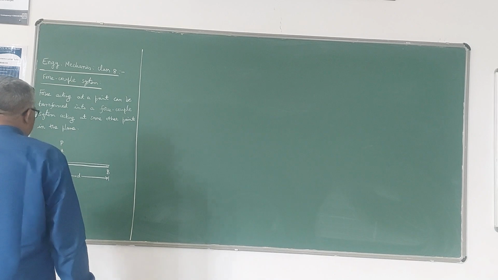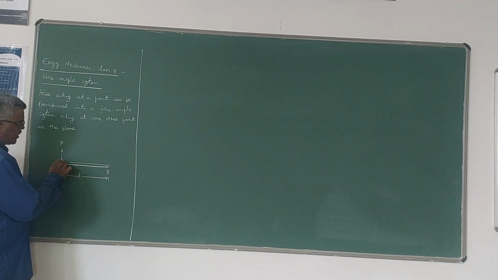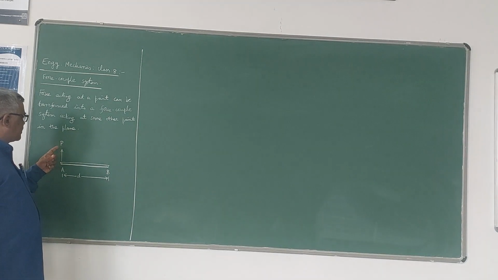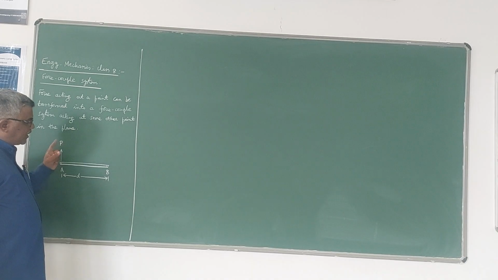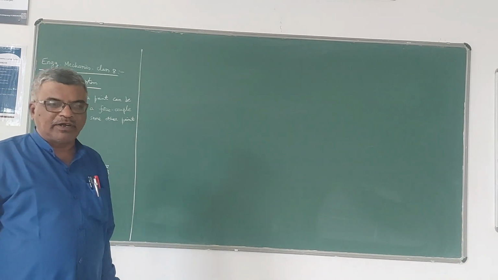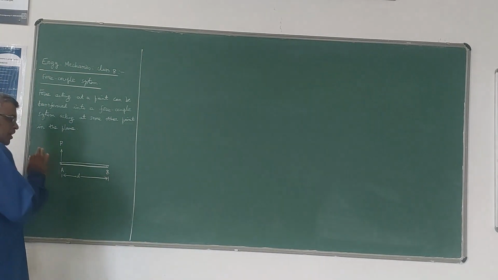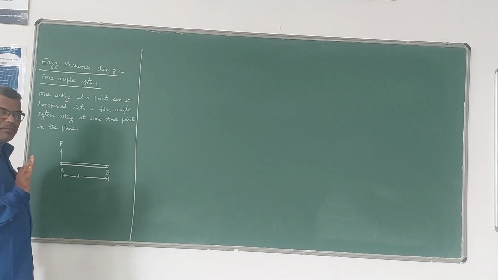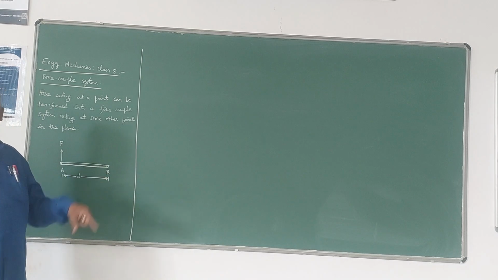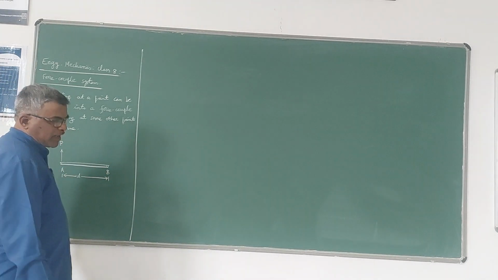For example, here this is a rod where a force P is acting at A. Now I want to transfer this force P into point B without changing the external effect of the force acting on the rod. So external effect should remain the same, but instead of this force P acting at A, I have to transfer that force P to point B. Now how to do that?